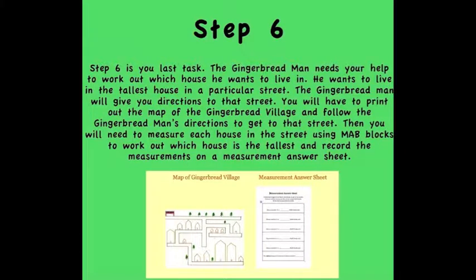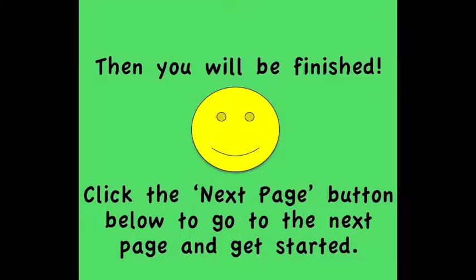The Gingerbread Man needs your help to work out which house he wants to live in. He wants to live in the tallest house in a particular street. The Gingerbread Man will give you directions to that street. You will have to print out the map of the gingerbread village and follow the Gingerbread Man's directions to get to that street. Then, you will need to measure each house in the street using MAB blocks to work out which house is the tallest and record the measurements on a measurement answer sheet. Then you will be finished.